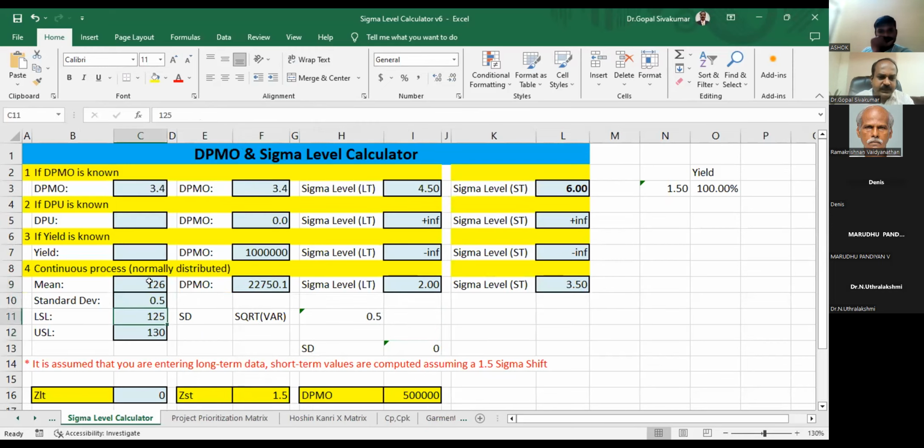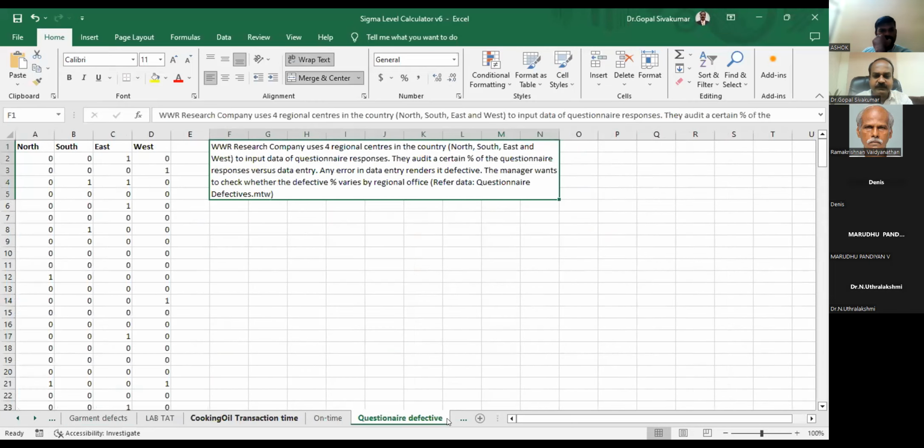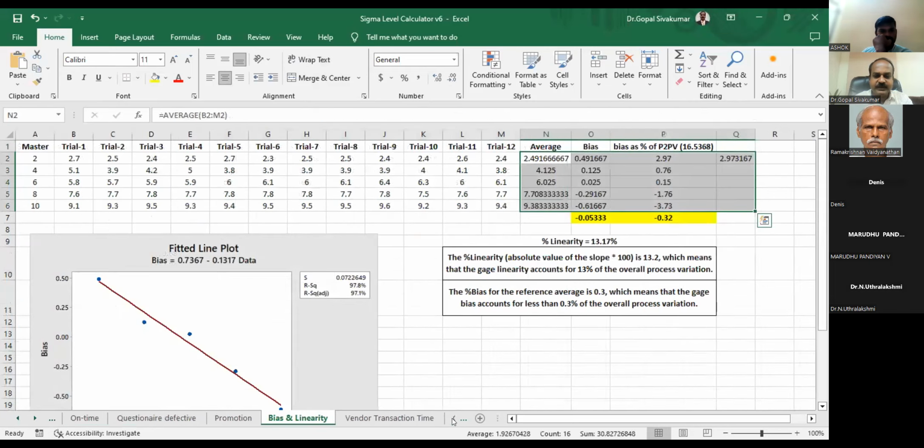So first of all, the LSL is 25, USL is 30, or 35? 30, sir. Okay, 30, whatever. And now mean is how much? 22.092. And standard deviation? 5 something. 5.9 something.